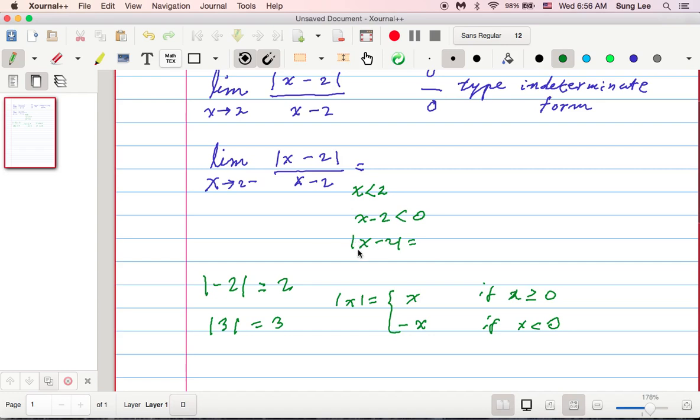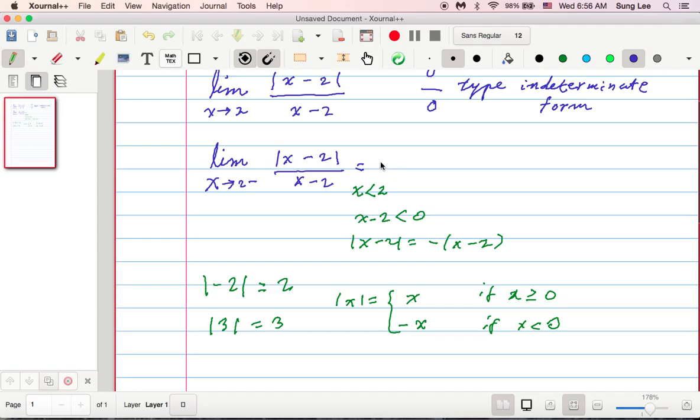So in this case also, the absolute value of x minus 2. Now we know that x minus 2 is a negative number, right? So how do we make it positive? You multiply by a negative sign. Okay, so multiply x minus 2 by negative 1. That's what happens.